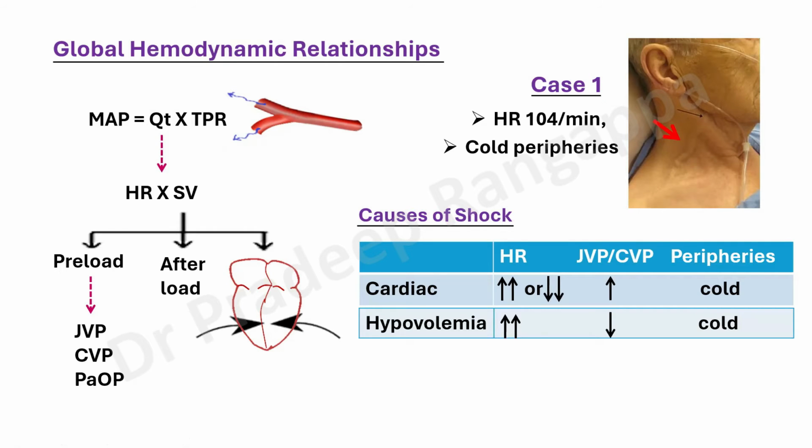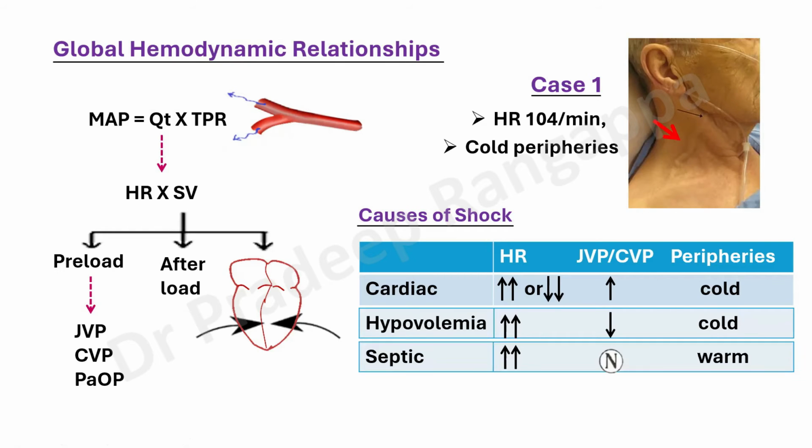When it comes to hypovolemia, it is fairly intuitive that any patient with severe tachycardia may have hypovolemia. JVP will not be elevated in hypovolemia, and peripheries will be cold, or sometimes can be normal. The third important shock that we see in the ICU is septic shock. Again there will be tachycardia, JVP can be normal, and peripheries in septic shock will be warm.